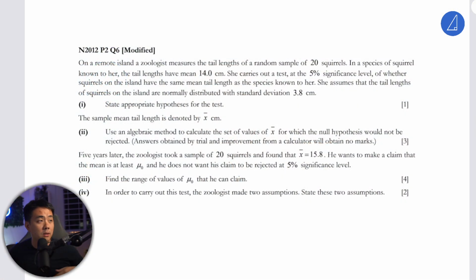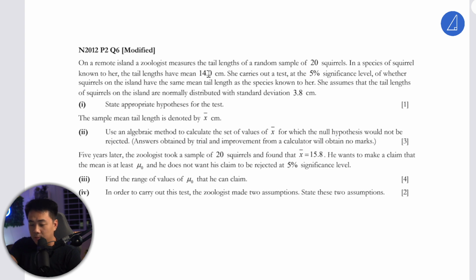Hi, students. Let's look at this question here, which is on hypothesis testing, taken from the year 2012, paper 2, question 6 of the A-level paper. So, on a remote island, a zoologist measures the tail length of a random sample of 20 squirrels. In a species, a squirrel is known to have a tail length mean of 14 cm.